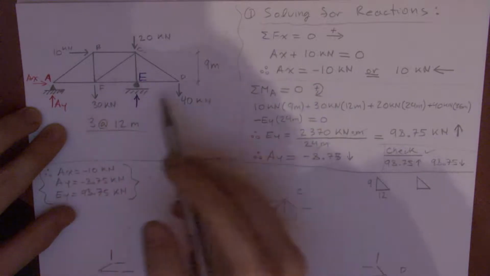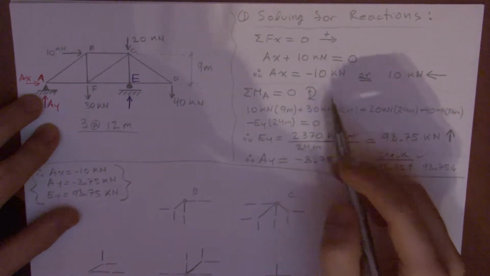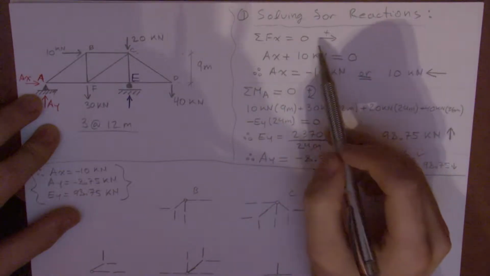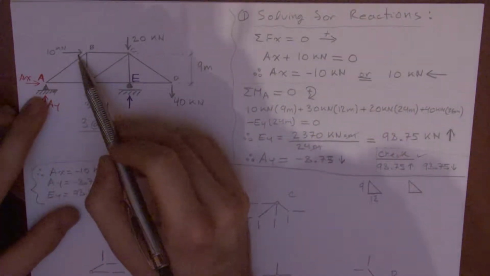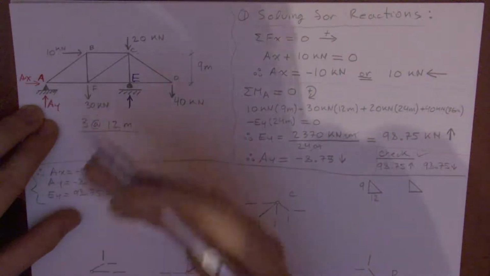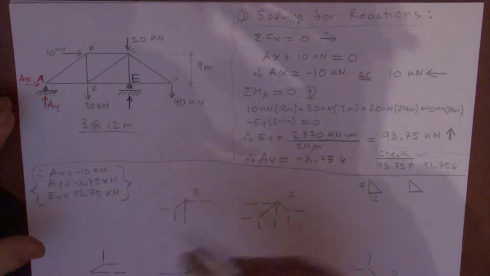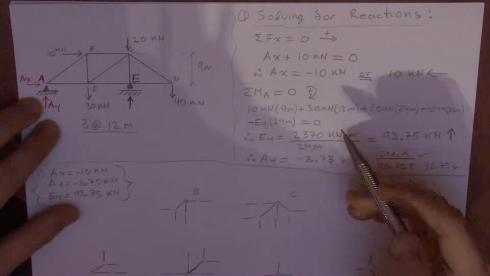I'm not going to explain everything here. I'm just going to quickly run through this. The sum of the forces in the x is 0. You have 10 to the right, so that means Ax is going to be 10 to the left. Now here it's drawn to the right because you always assume positive when you're solving. You always assume positive, which means right or up, depending on your direction.